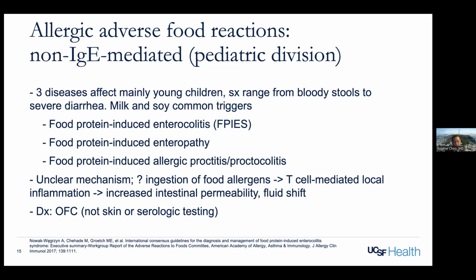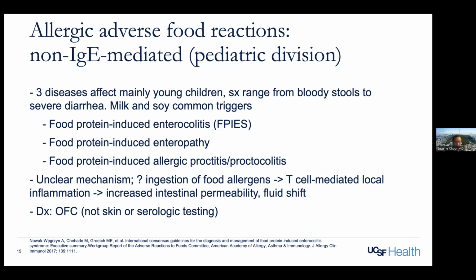The mechanism is not entirely clear, but the thought is basically there's going to be some T-cell mediated local inflammation after this ingestion of food allergens. And then because of that local inflammation, there's increased intestinal permeability, and those fluid shifts can be drastic and, like I said, potentially even life-threatening if it's happening in a small enough infant and there's enough fluid loss.